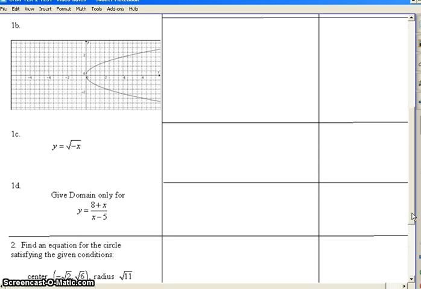On 1c, since this is a square root function, we know that you cannot have a negative number underneath the radical. So -x is going to be equal to, or actually, it can be equal to 0, I'm sorry. It cannot be less than 0. We do not want it to be less than 0. It can be equal to 0, but we don't want it to be less than 0.